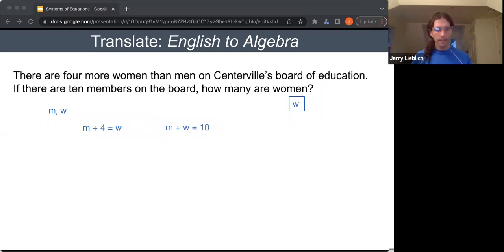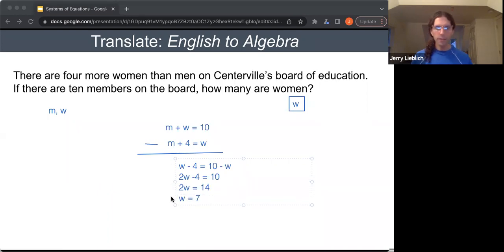So in this case, let's try using elimination. I'm going to subtract this equation here. Why am I doing that? Just because I see I've got M, and I can subtract and end up canceling those out. So I get W minus 4 equals 10 minus W. Add W to both sides. Add 4 to both sides. W equals 7.